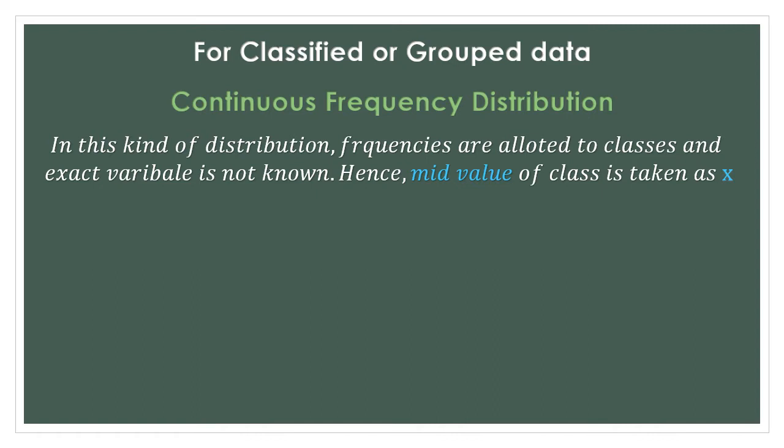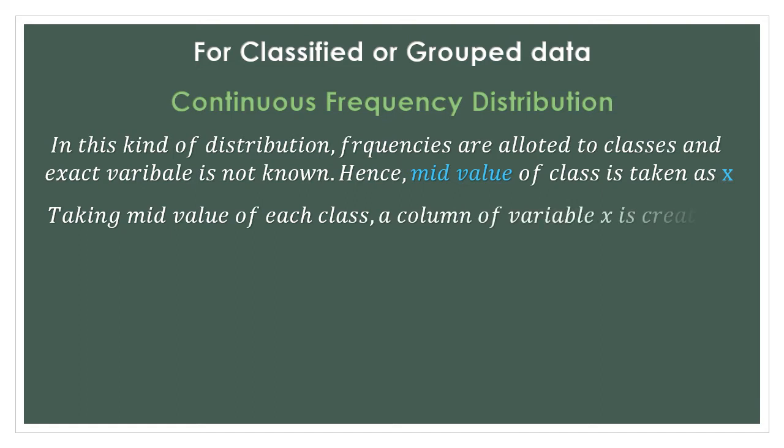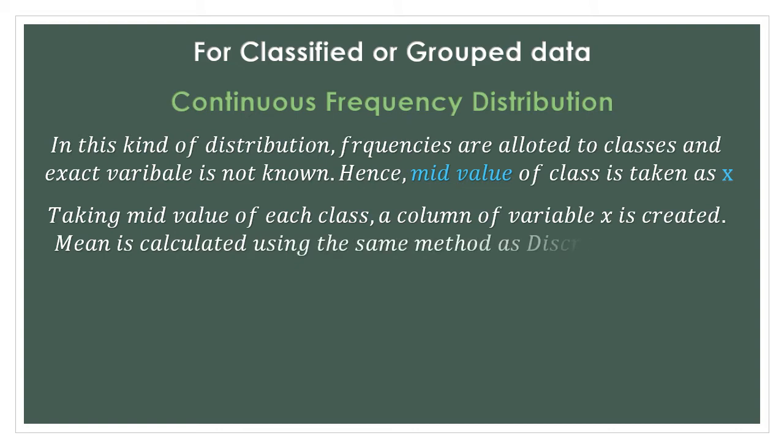How to calculate the mid value? I hope you remember, that is the upper boundary point plus the lower boundary point divided by 2. That is the mid value. So the mid value of a class is taken as x. Now, taking the mid value of each class, a column of variable x is created, and then the mean is calculated using the same method as we used in the discrete frequency distribution.